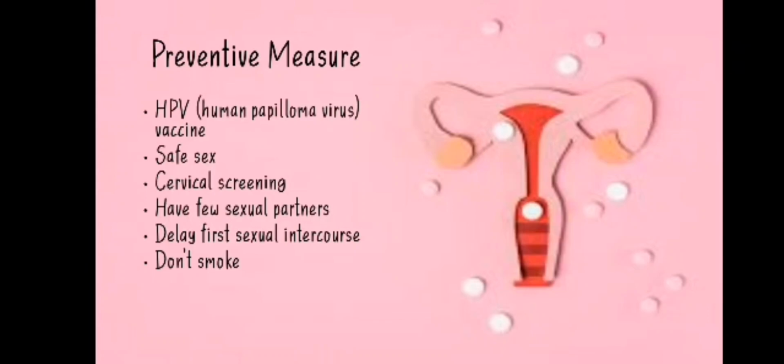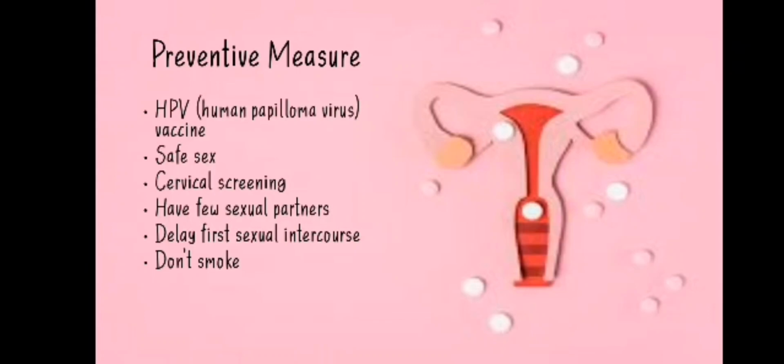Next is the safe sex. Sa safe sex po, kailangan po natin gumamit ng mga condoms, ganyan po, para ma-sure po natin na kapag nakipag-sex ang isang tao is safe po yun. Next is the cervical screening. Kailangan din po natin mag-cervical screening po para malaman if meron po bang mga possible na tumor or may mga problems po sa ating cervix.